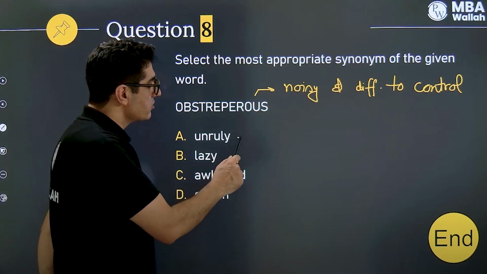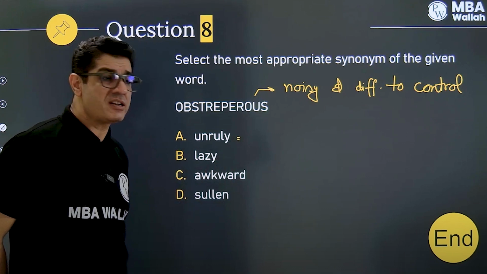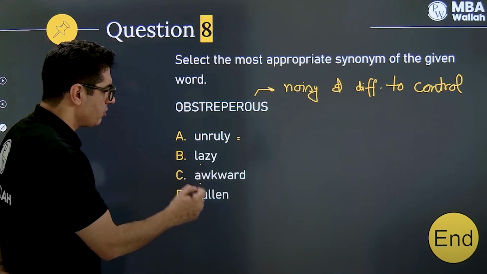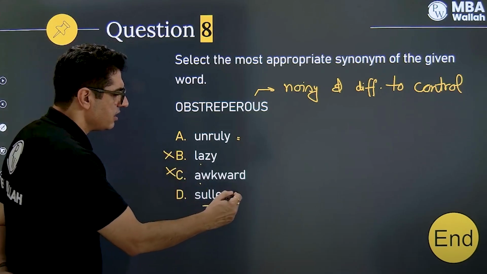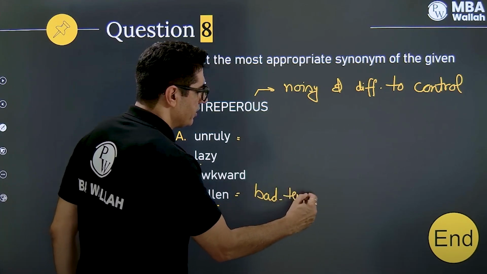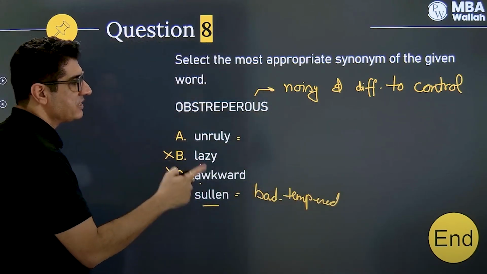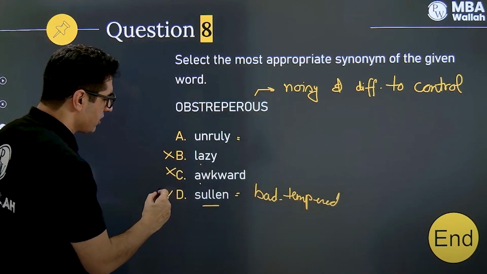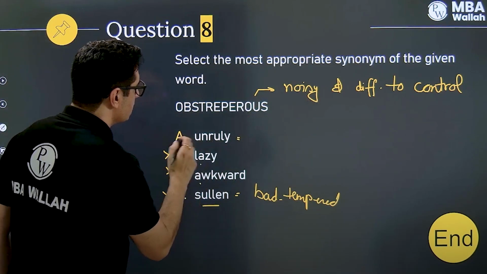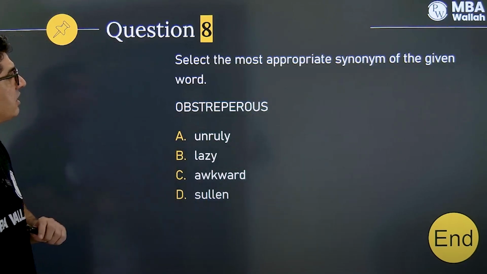So unruly also refers to difficult to control, refusing to obey, right? An unruly class, remember? So that's pretty close. Lazy, awkward, no relation. Sullen is somebody who is bad tempered or ill tempered. But even this is not really connected to being noisy and difficult to control. So you can rule this out too. So the word which is closest to this meaning is the word unruly. So that should be the answer.